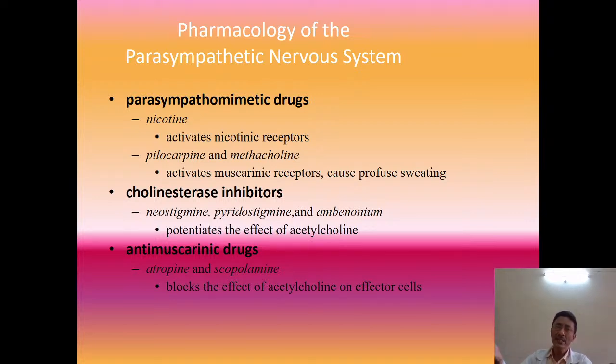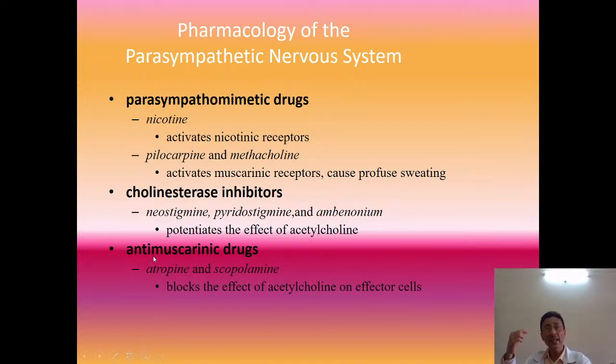is prolonged. Examples of such drugs are neostigmine, pyridostigmine and ambenonium. So these are some of the drugs which come under the classification of cholinesterase inhibitors, and neostigmine is used to treat myasthenia gravis. So these are the two kinds of drugs which act in a similar way to acetylcholine, either by stimulating the receptors directly or by prolonging the action of acetylcholine by inhibiting the enzyme which destroys acetylcholine.